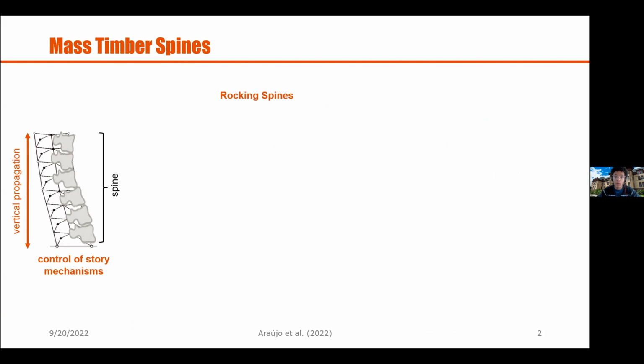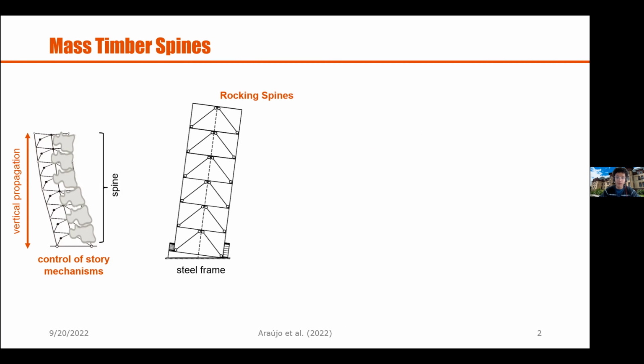The one is rocking spines, such as the frame that you see here. This is a frame that uplifts at the base. And the frame basically constitutes the spine in this case, while energy dissipation is provided by some exterior mechanisms. And they typically add a post tensioning to help recentering, and that way we are also limiting residual displacements.